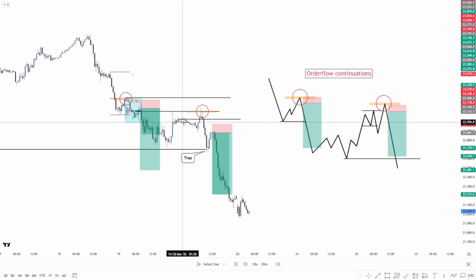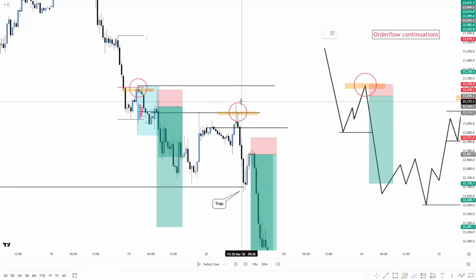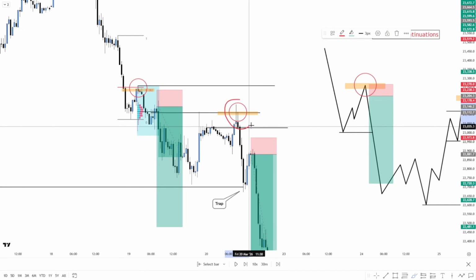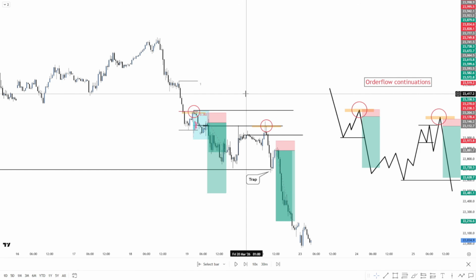In this one I'll be showing you how to get these continuation trades based on order flow. So let's get right into it. First thing we need to understand is how to mark these continuation levels, then where to actually enter and what should be the target. So as I said, first of all, the continuation levels.